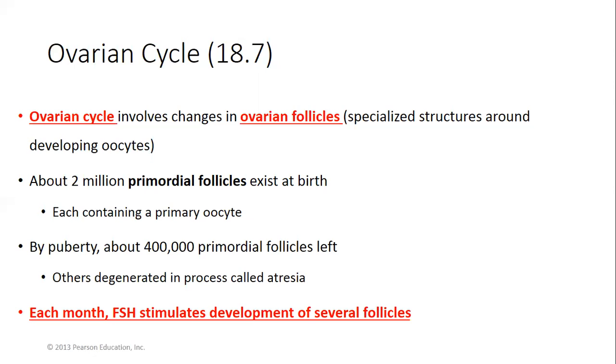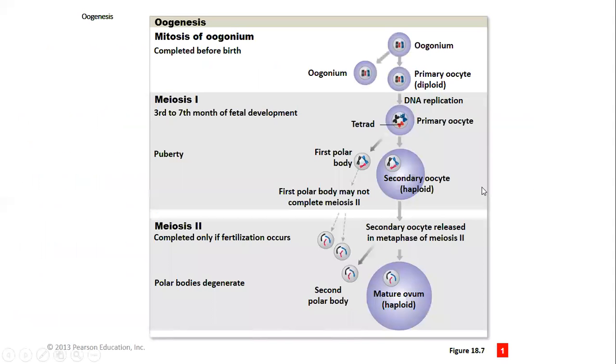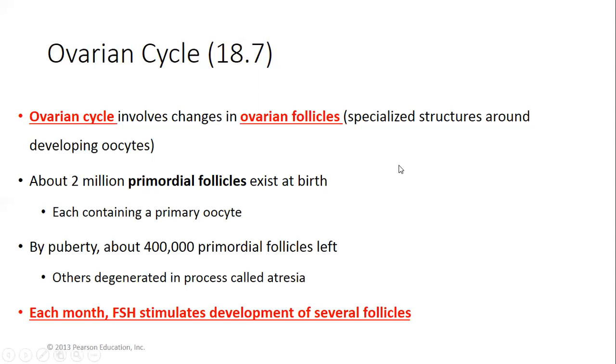And primordial follicles contain a primary oocyte. So remember, the primary oocyte is what is arrested in prophase I, right? Back here. So excuse me, it's not the primary oocyte, it's the secondary oocyte. I said that wrong. So the secondary oocyte is what's held in this primordial follicle. Well, they have a primary oocyte in the primordial follicle.